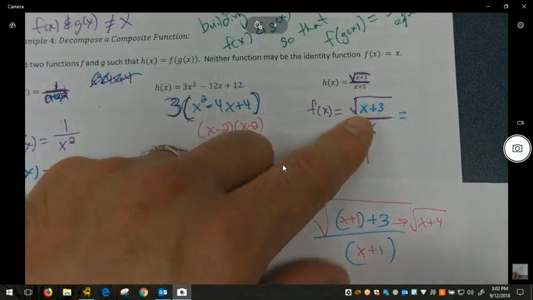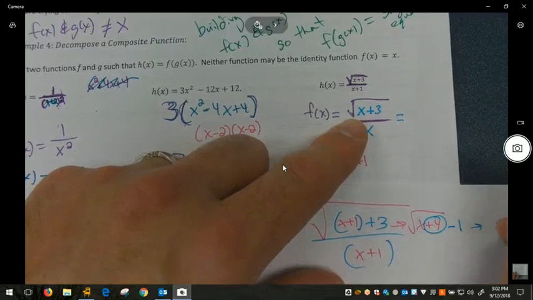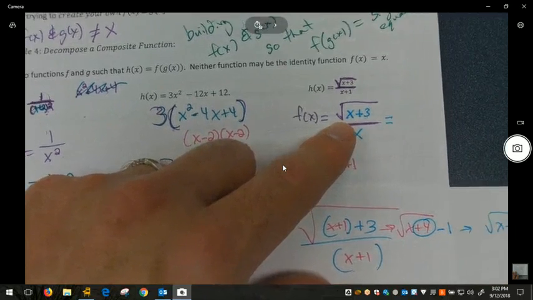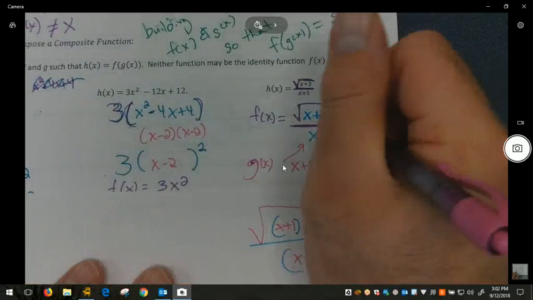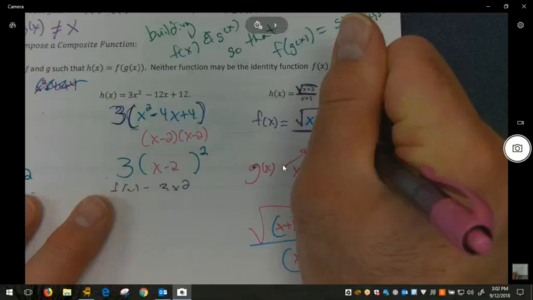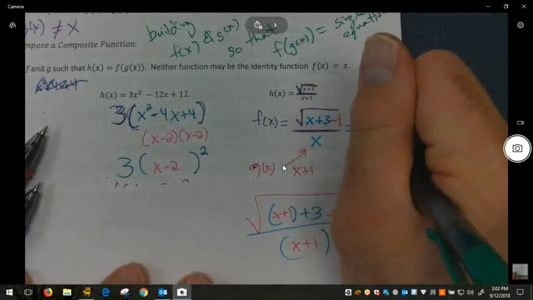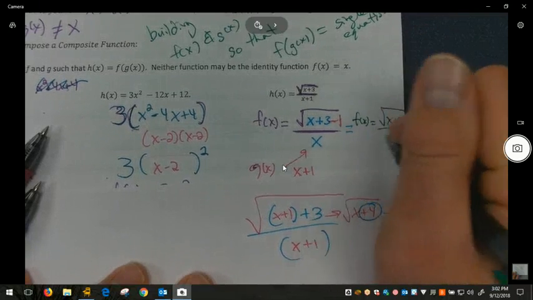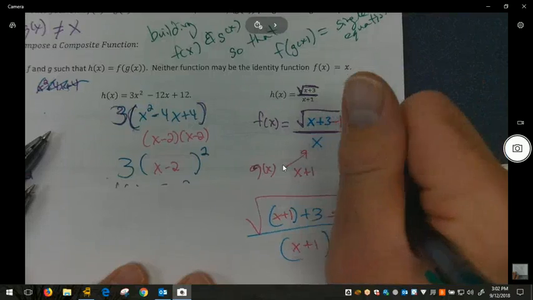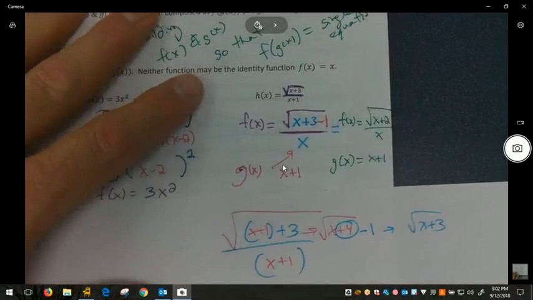If I need it to be a 3, then I need to take 1 away to make that become square root of x plus 3. So from this, that's what I'm adding right here. I'm going to have to take 1 away from here. So this is going to have to become that f of x is the square root of x plus 2, and my denominator is x, and g of x is x plus 1.